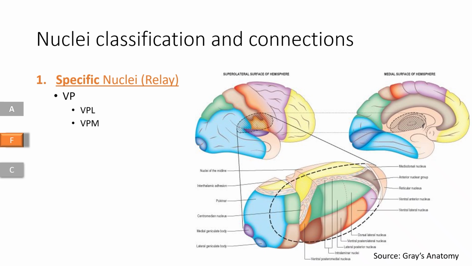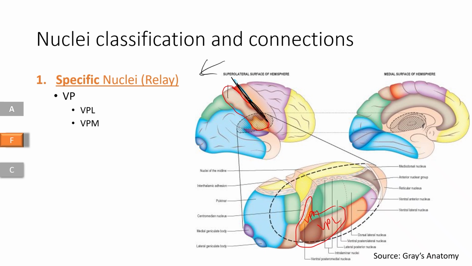For example, I told you the relay nuclei, you have VP. Can you identify VP? This is the VP. Now VP nucleus has two parts. One, this is the VPL, and this is the VPM. And you can see that they are projecting towards the postcentral gyrus. This is the postcentral gyrus, because this is the central sulcus. So this will be the postcentral gyrus.